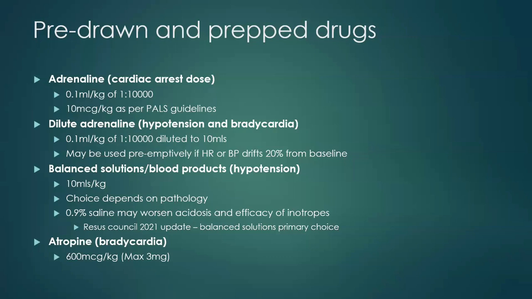Obviously, if it's someone who's potentially septic or has severe gastroenteritis, then blood products is not going to be our first jump to, but something like a balanced solution. From the Resus Council update in 2021, balanced solutions are the primary choice. The 0.9% saline may worsen acidosis, and in conjunction with this will worsen the efficacy of your inotropes. And it should also be recommended that you have atropine on hand for any bradycardias. The dose is 600 micrograms per kilogram, and you can use a max of 3 milligrams in these patients.